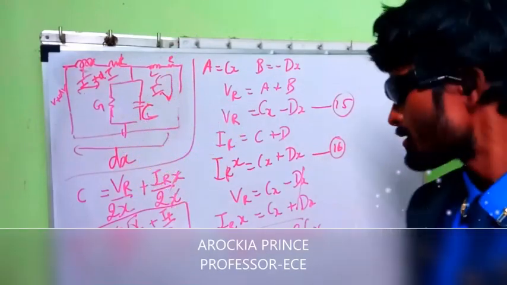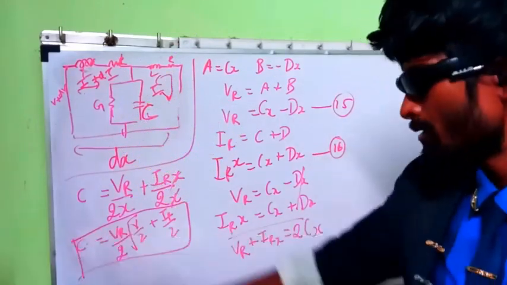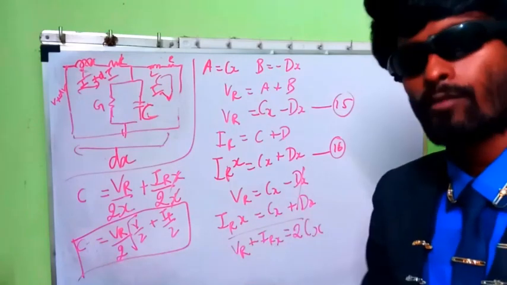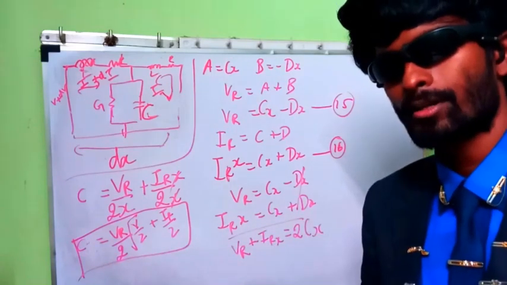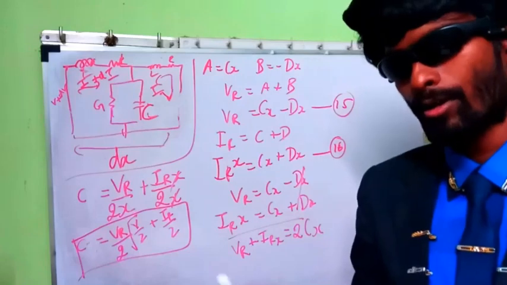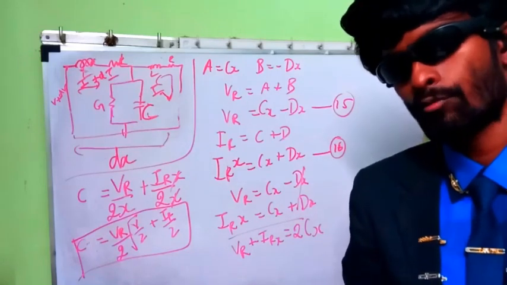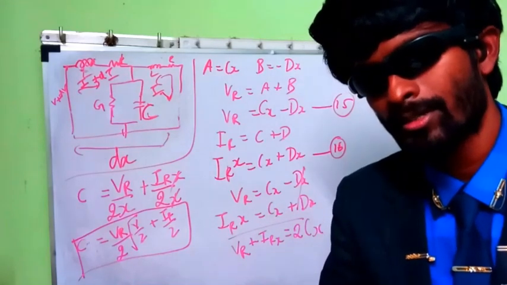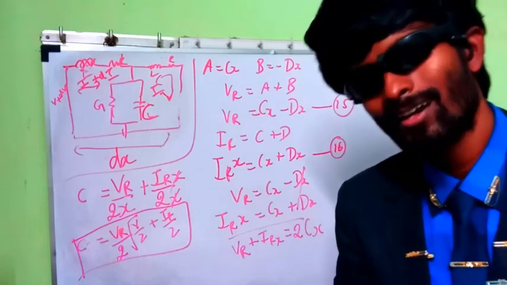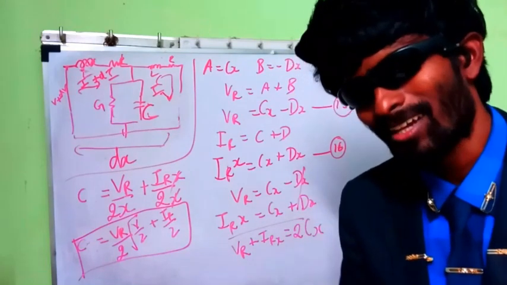Now shall we go for finding the d value? We already got the c value, right? Very simple. How do we get the d value? With the sum, we got the c value, so with the opposite, the subtraction, we can get the d value. Very simple idea, right?